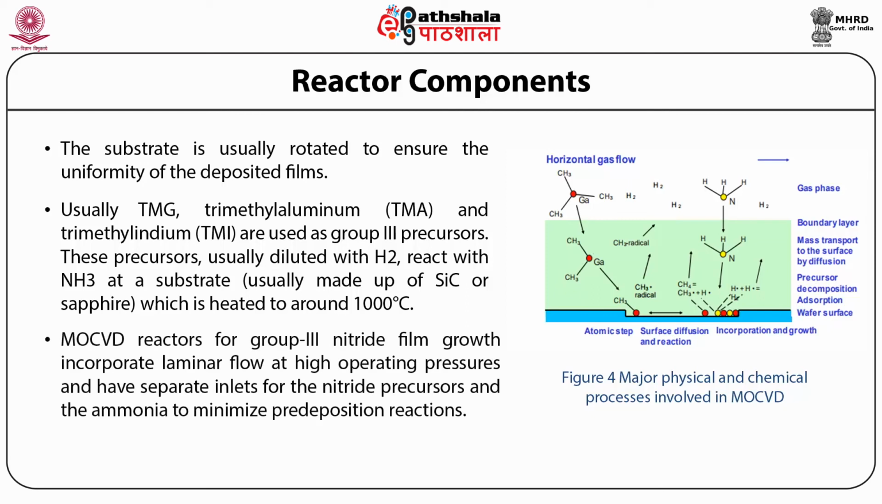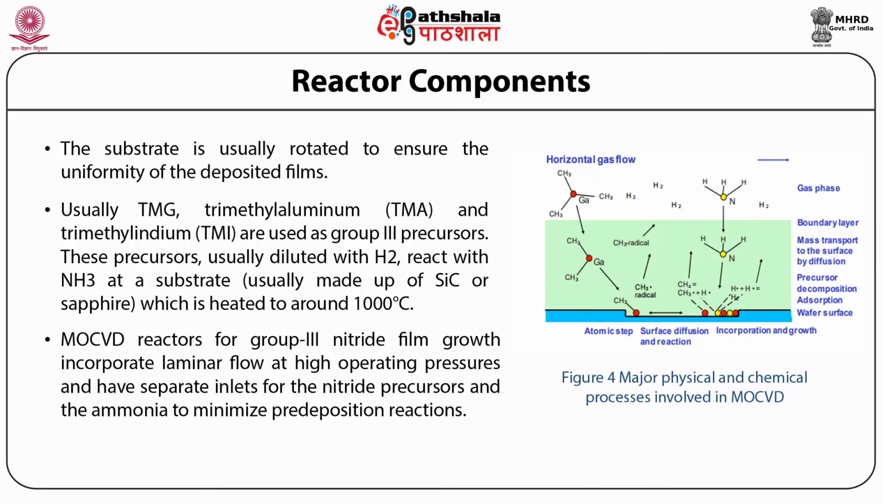MOCVD reactors for group 3 nitride film growth incorporate laminar flow at high operating pressures and have separate inlets for the nitride precursors and the ammonia to minimize pre-deposition reactions.